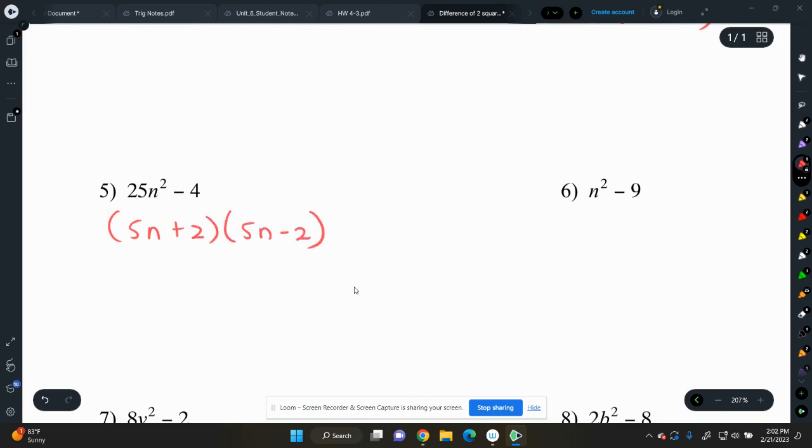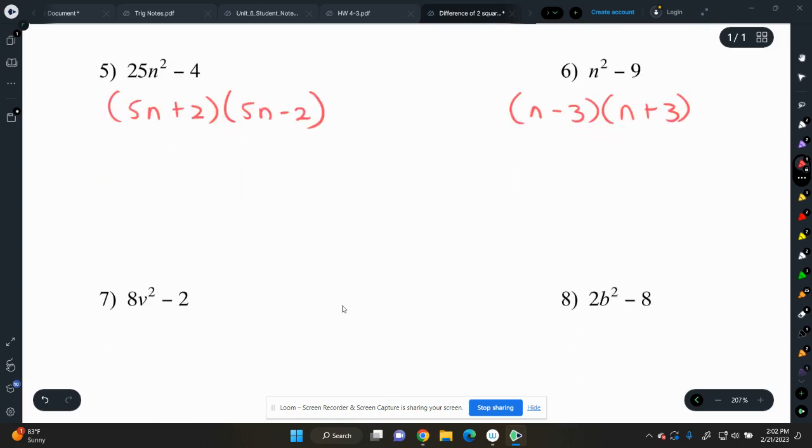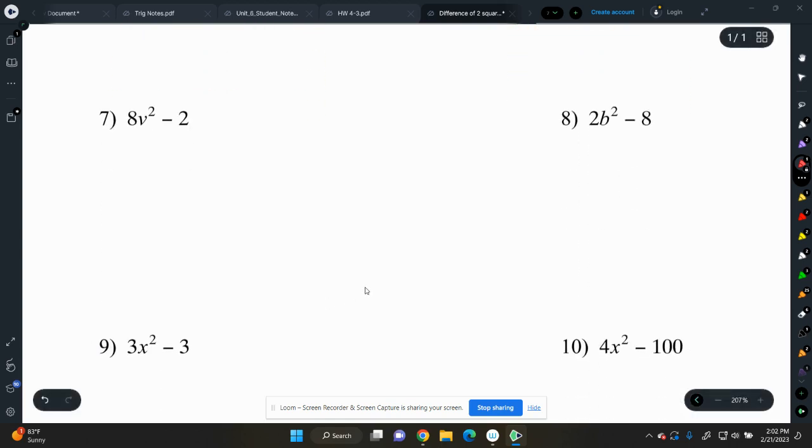Excellent. RJ, number 6. And minus 3. And plus. There you go. Yes, sir. No, if you have the plus 3 first, nope, doesn't matter. Okay, Lexi, number 7.